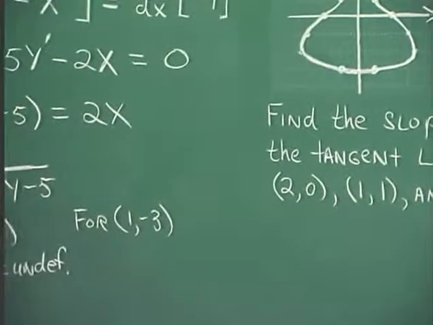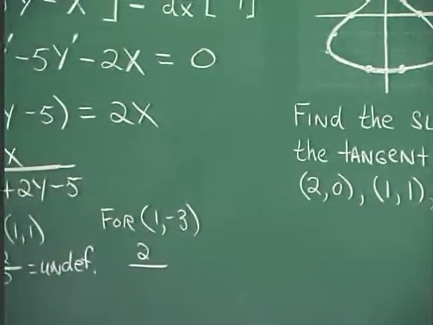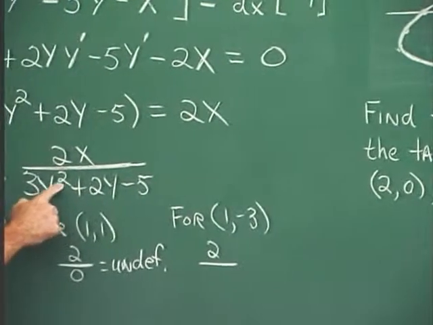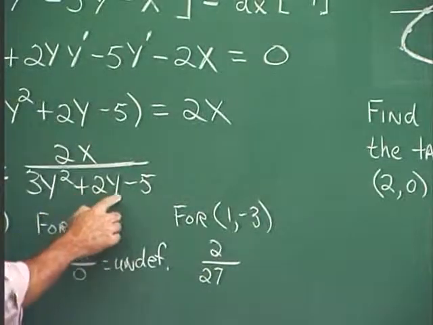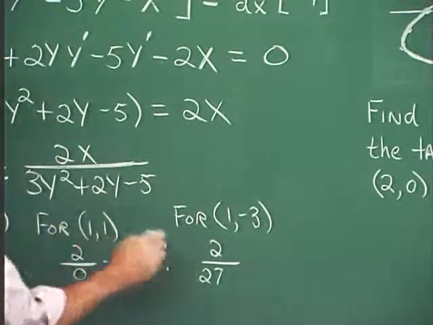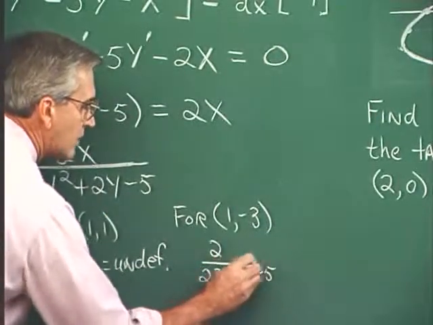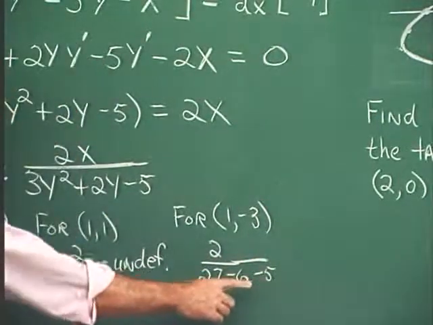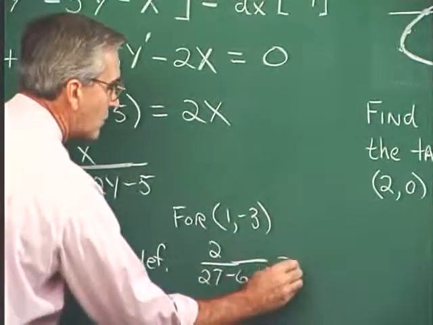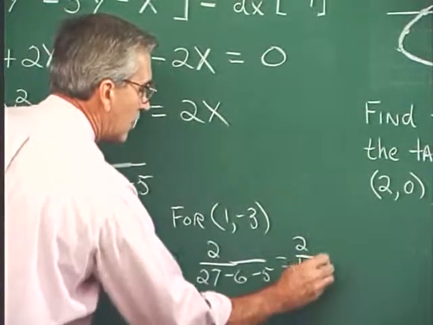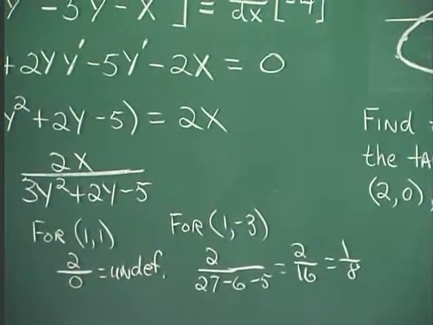If x is 1, we have 2 times 1, or 2. And if y is negative 3, oh, here we go. Negative 3 squared would be 9. 9 times 3, 27. And then 2 times negative 3 is negative 6. So this is minus 6. And then bring down the minus 5. Well, let's see. The minus 6 minus 5, that's minus 11. 27 minus 11 is 16. So we have 2 over 16, or 1/8 for the slope of the tangent line at that point.